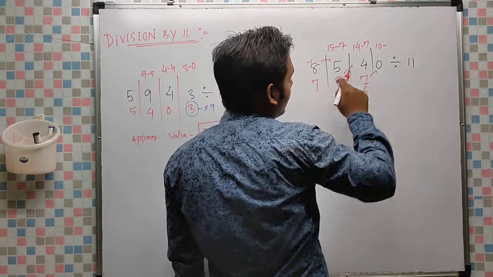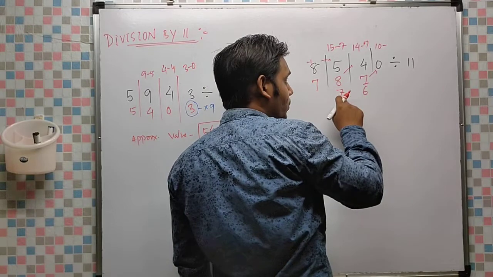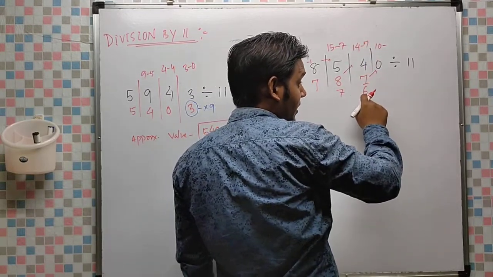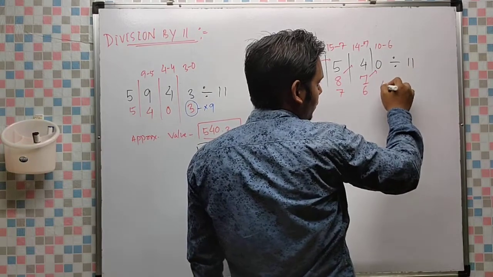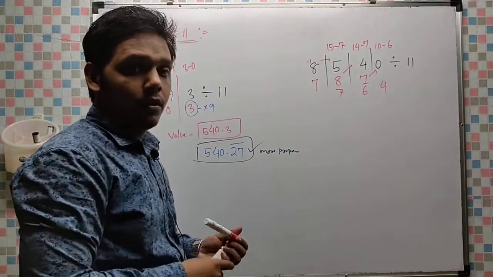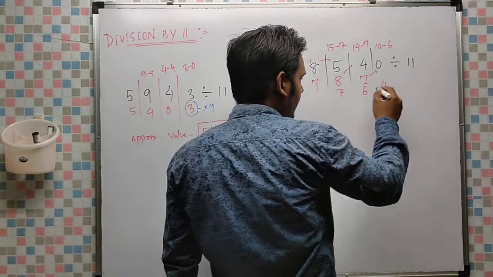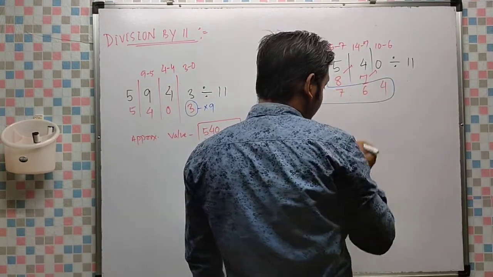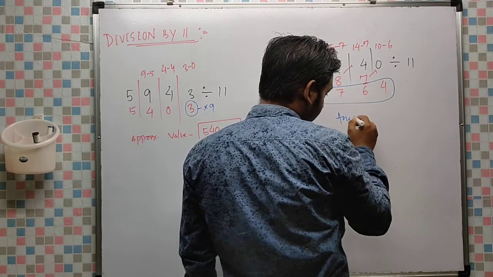That means 15 minus 7, that is 8. 8 reduced to 7, so 7 I subtract here. And thereafter 7 reduced to 6, so 6 will be subtracted, that means 4. Now the end digits only you have to take, that means this part you have to take. What is the answer?